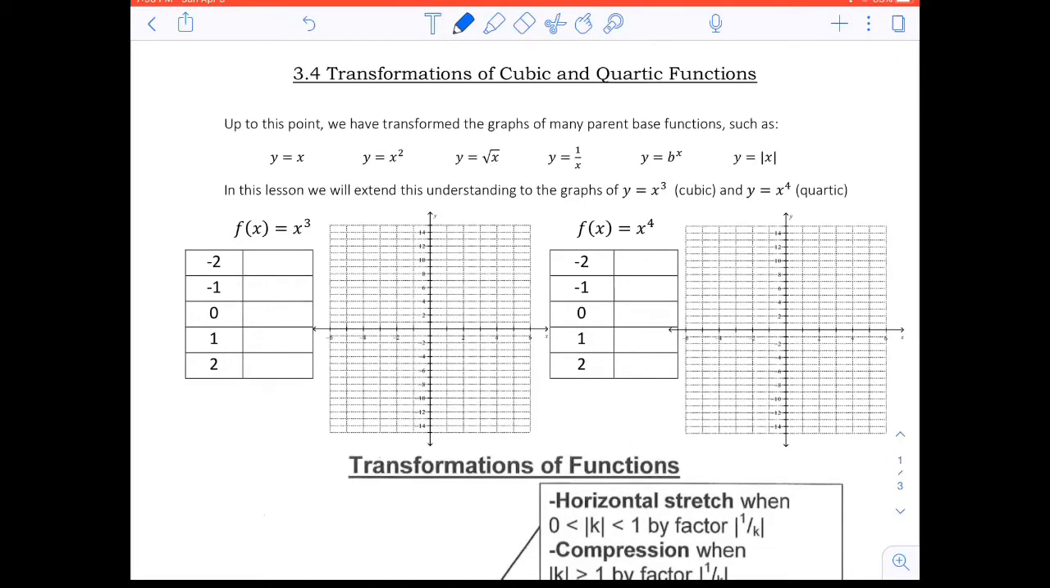All right, welcome back to the last one we'll go through for this week. It's 3.4, transformations of cubic and quartic functions. Cubic functions are x to the power of 3, quartic functions are x to the power of 4. And we're going to transform them.